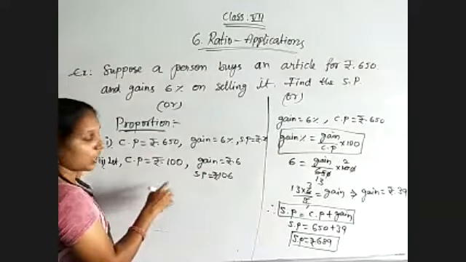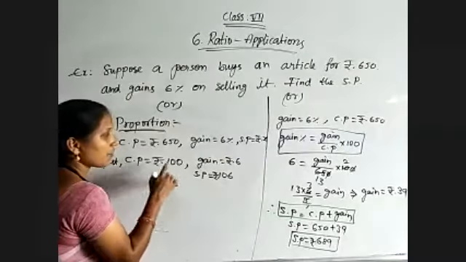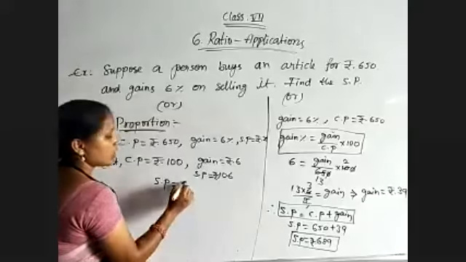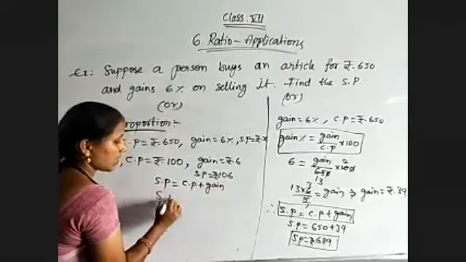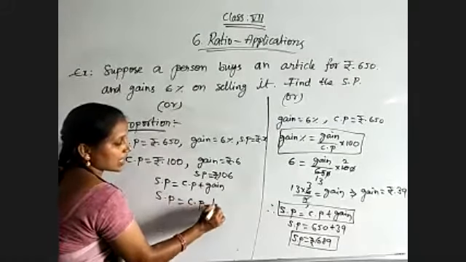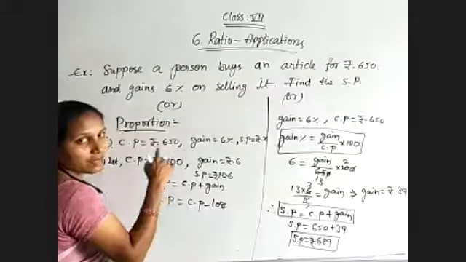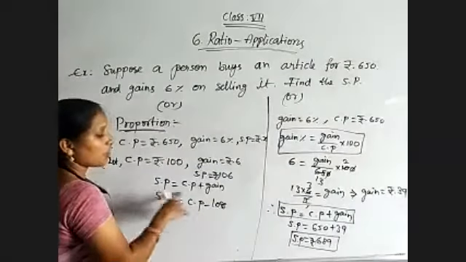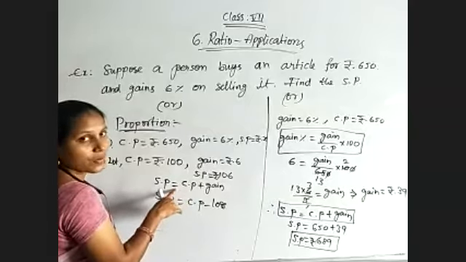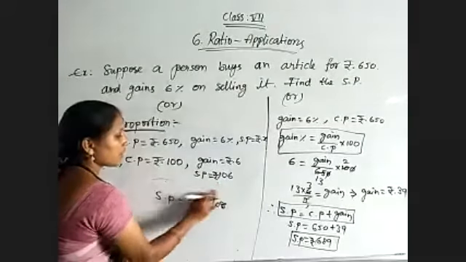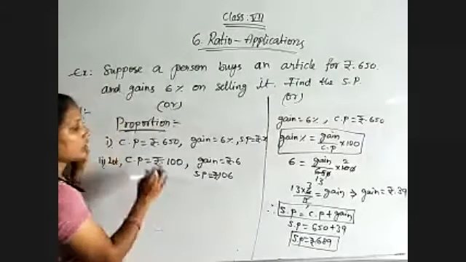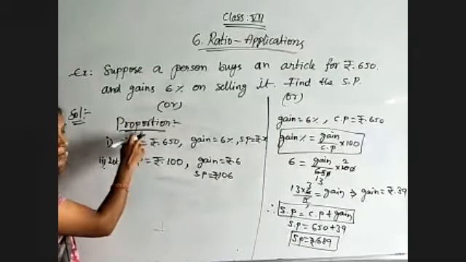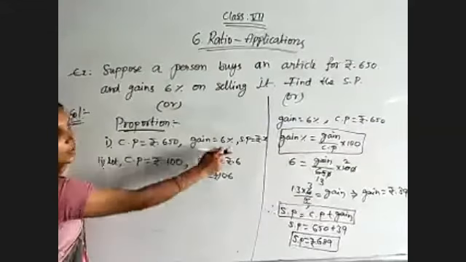Yes or no? Formula: SP when profit percent or gain is given is CP plus gain. And SP when loss is given is CP minus loss. If loss percentage is given, then we need to use this one. If profit percentage is given, we need to use this formula. So SP will be equal to 106 rupees when CP is 100. So take the ratio by using proportion, ratio of CPs and ratio of SPs.